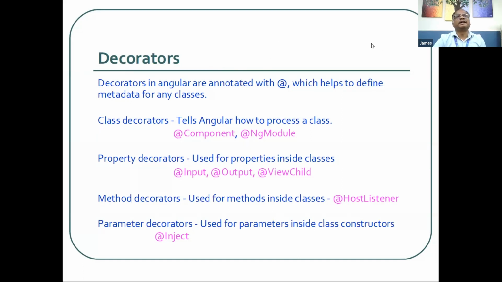Actually, what are decorators? Decorators in Angular are annotated with the at symbol. It starts with the at symbol. It helps to define metadata for classes. Could not understand, right? Actually, this is nothing but a special syntax. We need to mention this decorator in an Angular component. It may be at various levels: class level, property level, method level, and parameter level. We can define these decorators.